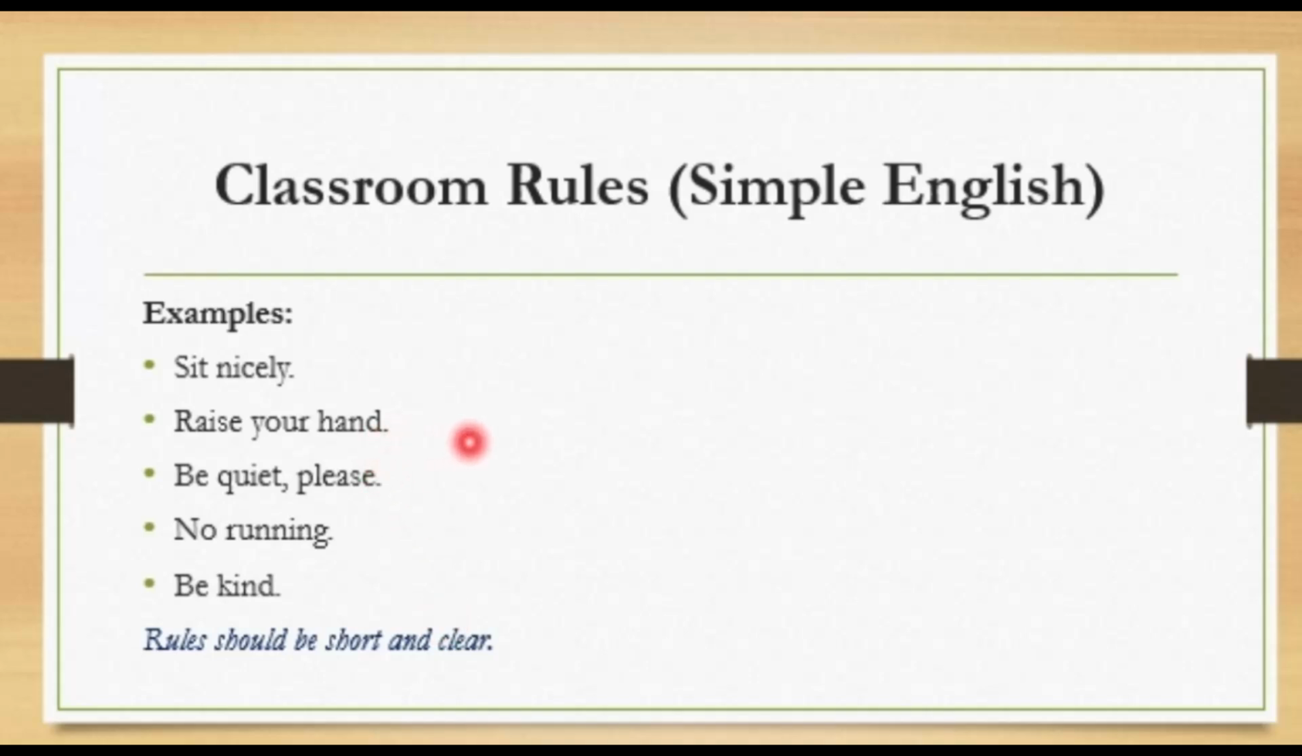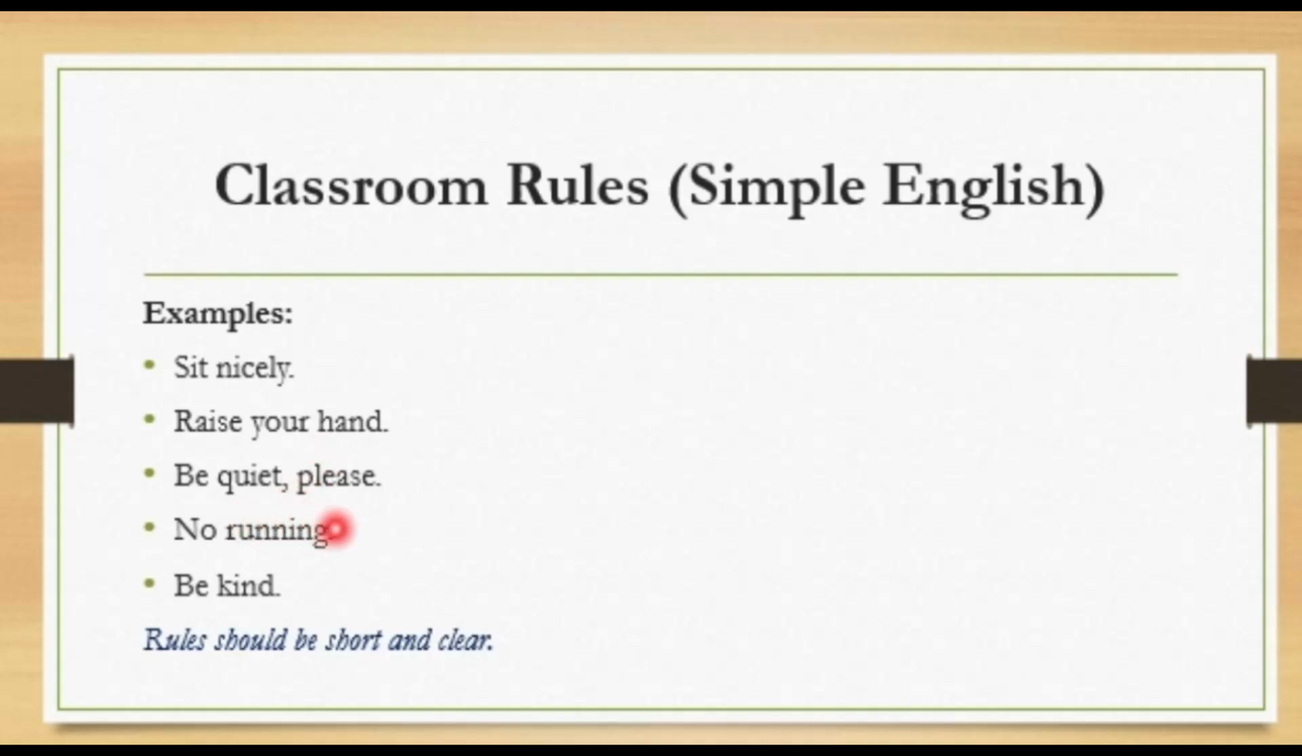So classroom rules must be short, clear, and easy to remember. So classroom rules, simple English. So we don't need to use vocabulary or words related to academic English that we don't use in our everyday life. So we should use simple English when we make classroom rules. That way, they will remember better, right? So for example, sit nicely, or raise your hand if you have a question or if you want to say something. Don't interrupt. So we can make a list of the rules in our classroom.